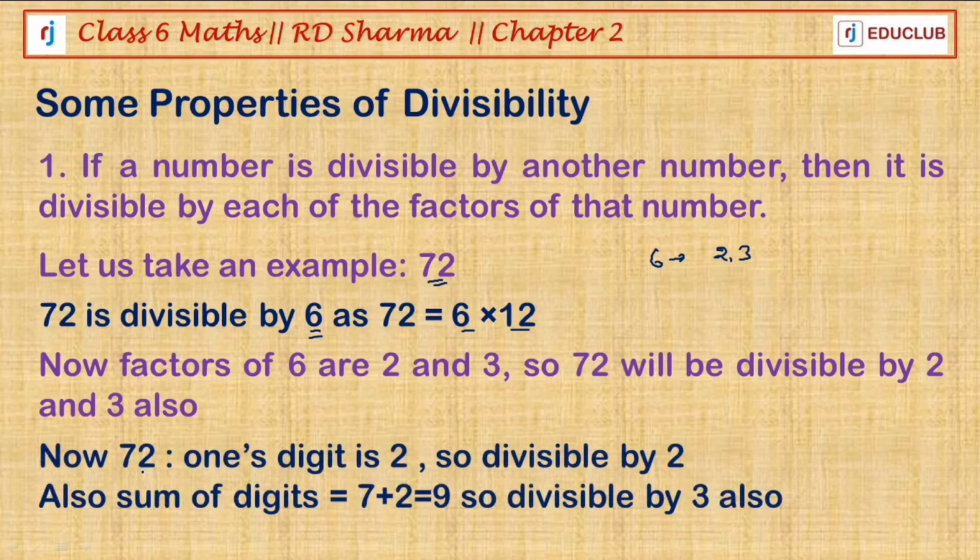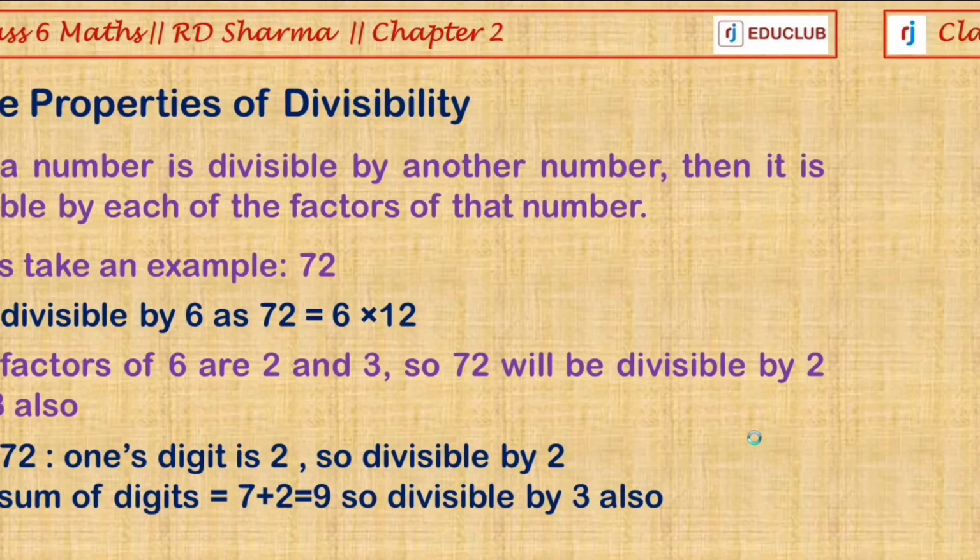Now 72: the ones digit is 2, so it is divisible by 2, because for divisibility by 2 we need 0, 2, 4, 6 or 8 at the units place. Similarly, the sum of the digits is 7 plus 2 is equal to 9, which is divisible by 3. So this number is divisible by 3 also. So this number is divisible by 2 and by 3 also. So we can say this number is divisible by the number itself and its factors also. This is one of the properties.